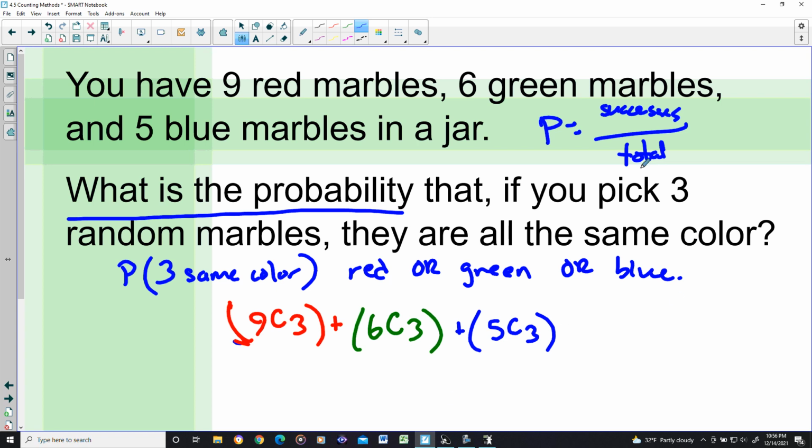How many marbles are there? Well, we have 15 plus 5 is 20. And when I'm picking these marbles, I'm picking 3 marbles from the jar, reaching out. There's a total of 20 marbles, and I'm picking 3 out of the 20 marbles. So my total outcomes is 20 choose 3, the sum total of all of them.